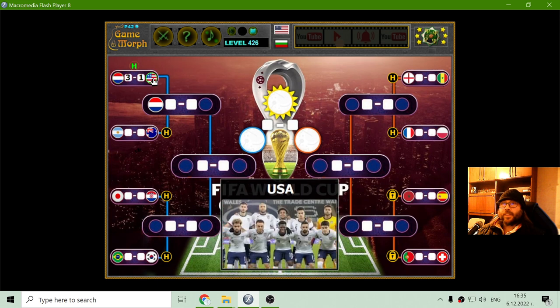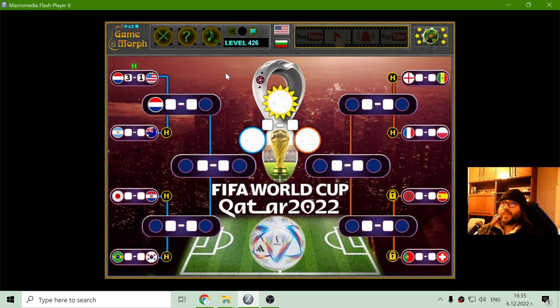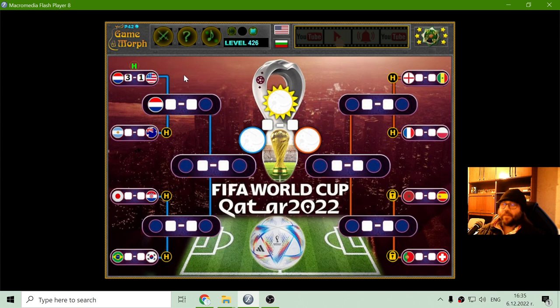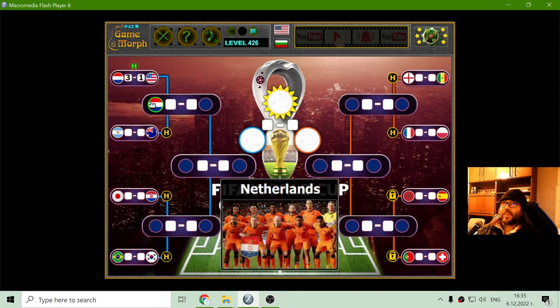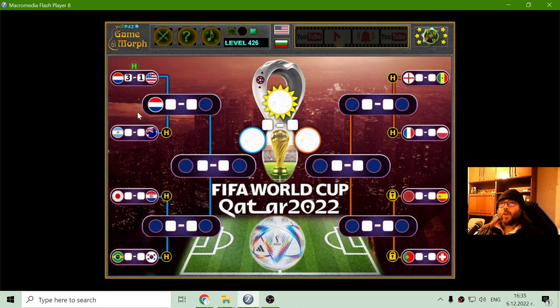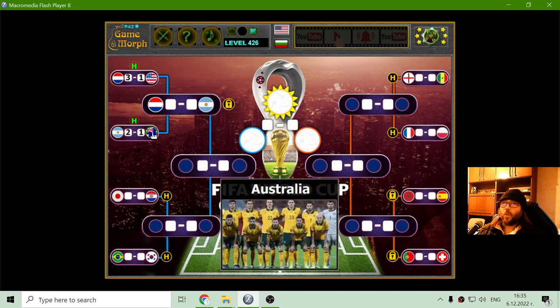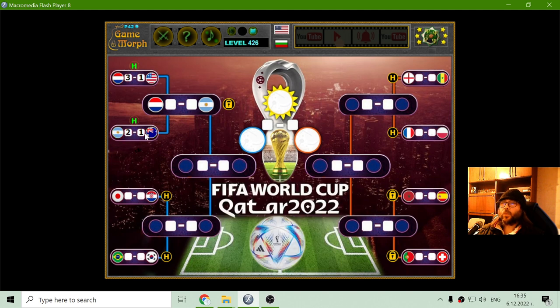We have Netherlands against the USA. Another of my favorite countries. Actually, both of them are favorite. But Netherlands won with 3-1. In the next match, with the historical results, Argentina won against Australia with 2-1. They are now in the quarterfinals, but I don't have the historical result yet, so I can play it only random.